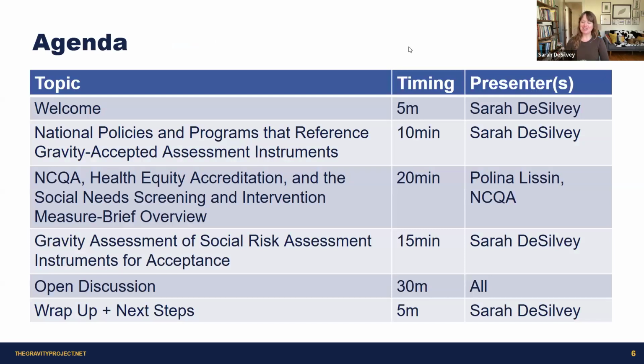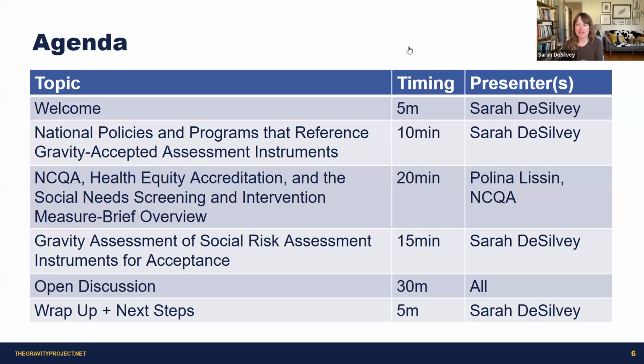This topic is one that, if there's any email that I get the most as the Director of Terminology for Gravity, it's on this topic, so we thought we'd lean into it. This topic is specifically supporting entities that want to understand how we assess instruments for acceptance within the Gravity subject matter expert and evidence-based process. We're going to overview the national policies and programs that reference Gravity accepted assessment instruments. We have a special guest, our friends at NCQA.